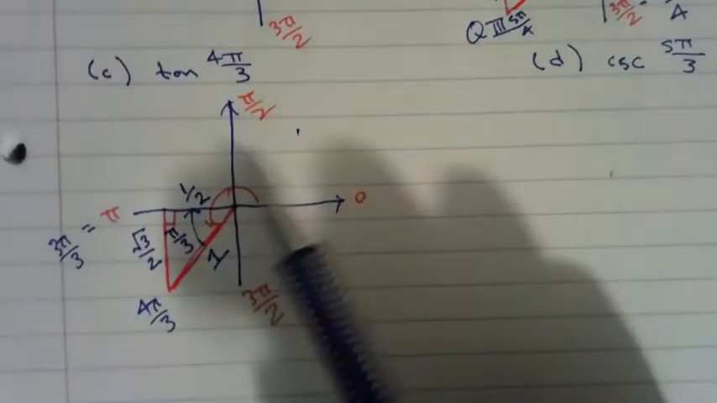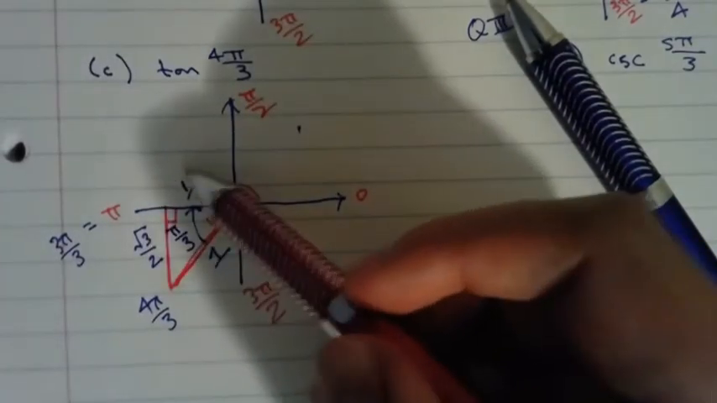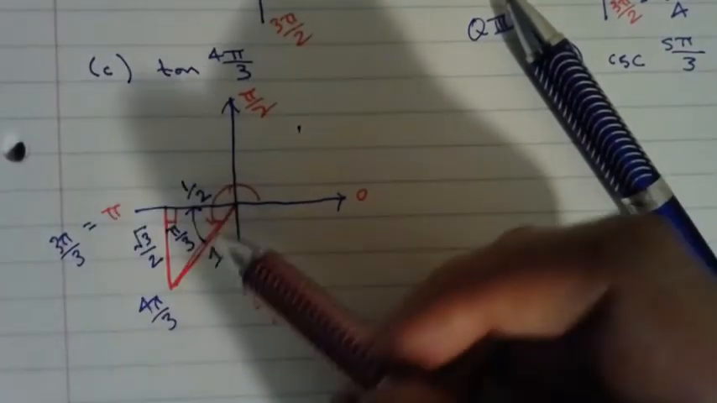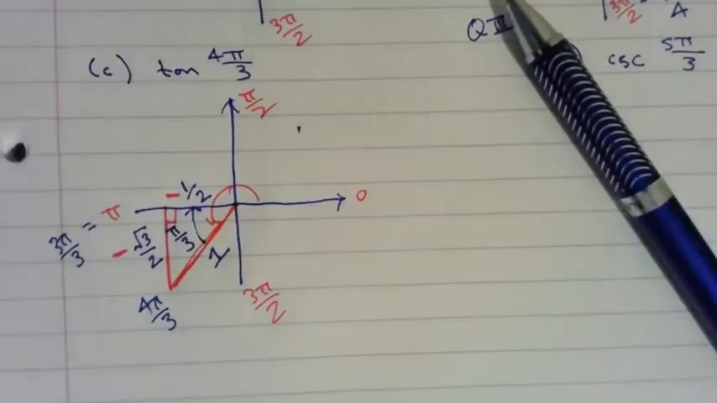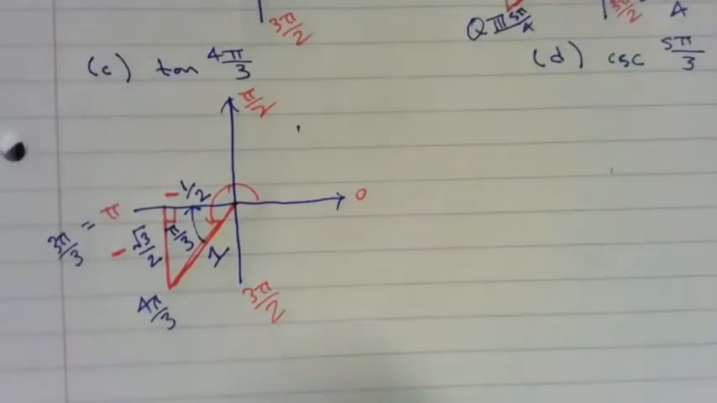Before we move on, take a look at this. You have square root of 3 over 2 and 1/2. So are these positives or negatives? Well, this is on the left of the y-axis, so it should be negative right there. This is below the x-axis, so it should be negative right there. Okay, so don't forget those negatives. It's easy to forget them.